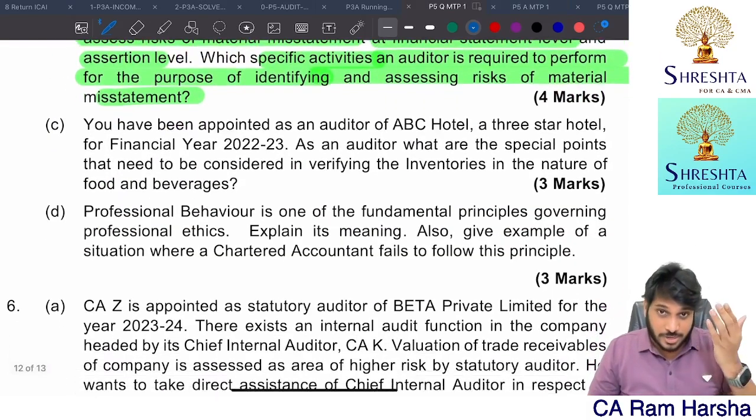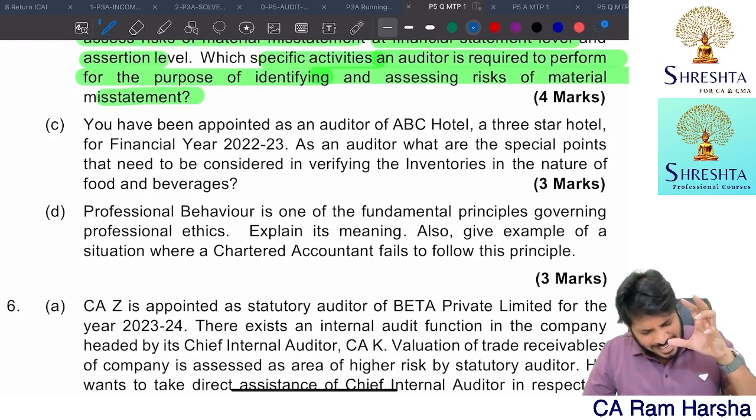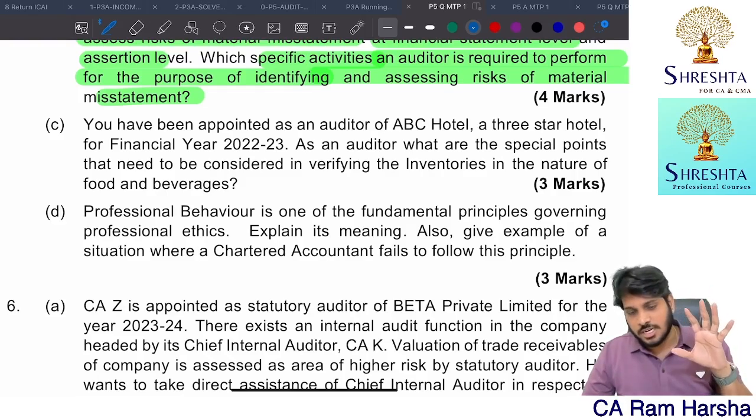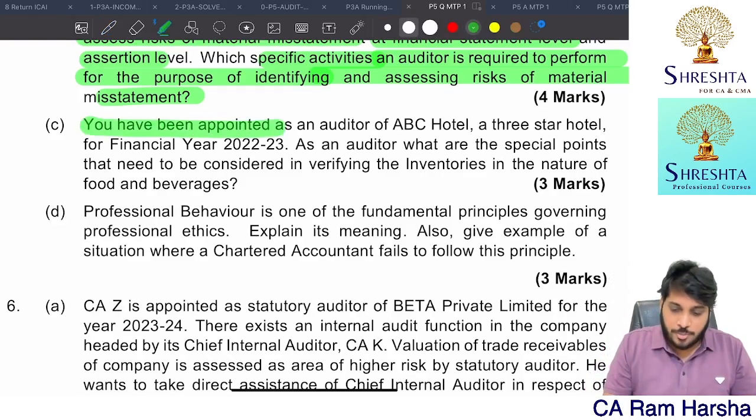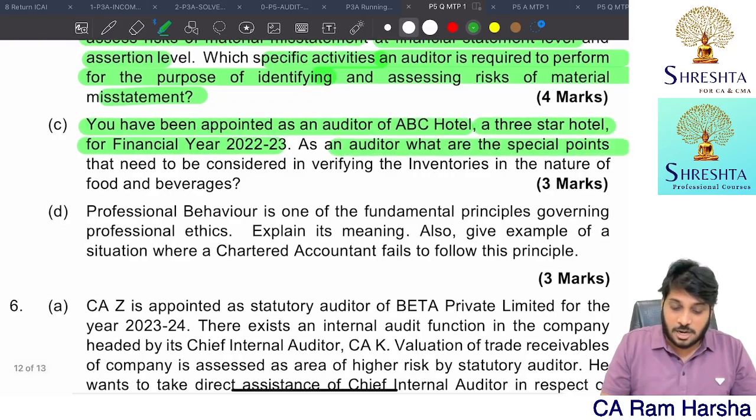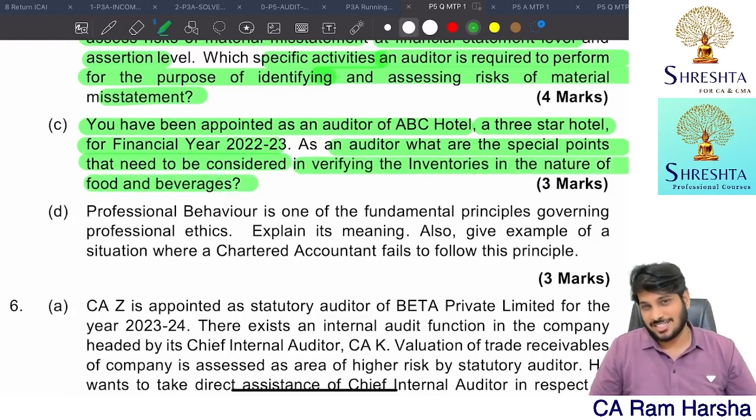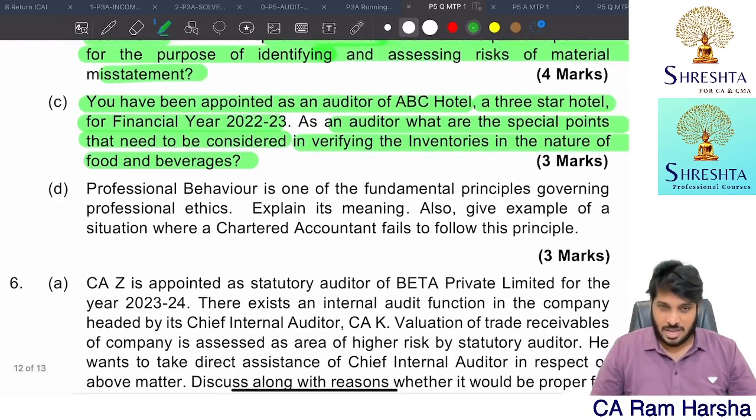I always tell people to take it as a choice because sometimes we don't understand exactly what the question is dealing with. You have been appointed as an auditor of ABC Hotel, a 3-star hotel, for the year 2023. As an auditor, what are the special points that you need to consider in verifying inventories in the nature of food and beverages? It's a straight question on different types of entities. Audit of hotel, food and beverages, how to verify. I'm not going into it.